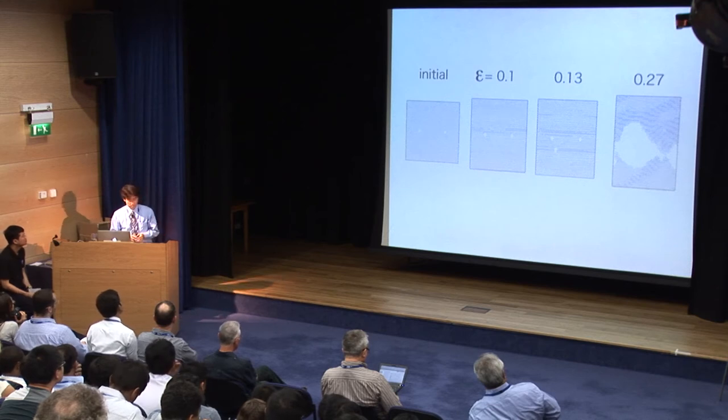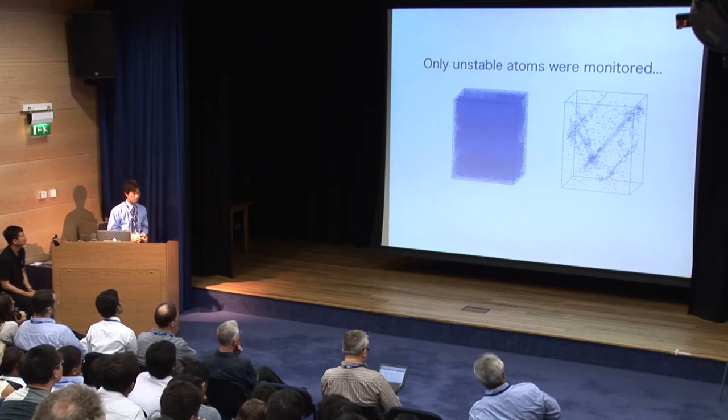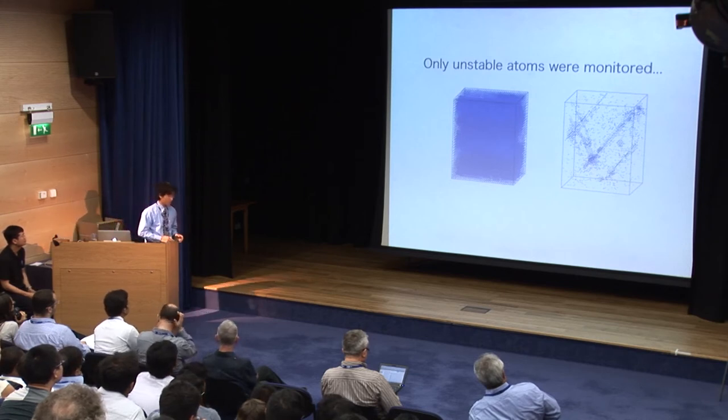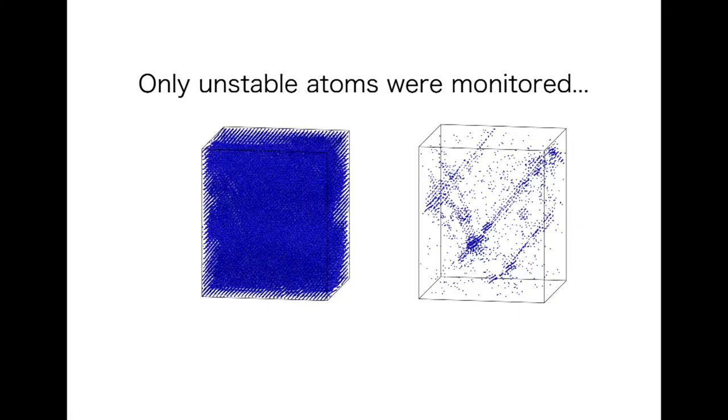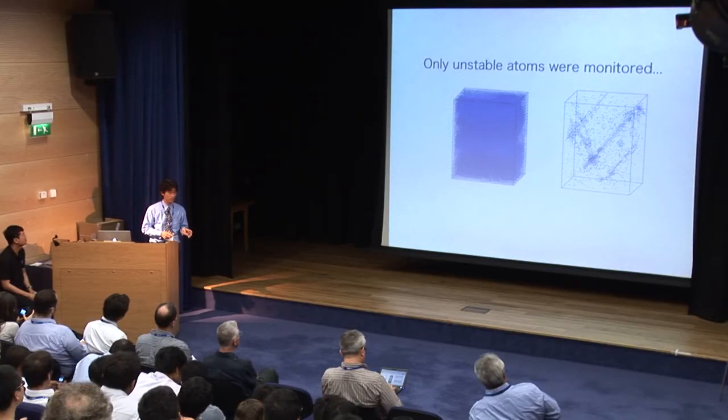So I use the numerical operations. This is a previous MD cell, and there are around 85 atoms in this MD cell. So we cannot see the internal part of the MD cell. But we perform the MD simulation by using an interatomic potential. Interatomic potential can express the stability of the atoms. So we can distinguish the unstable atoms by interatomic potential energy.